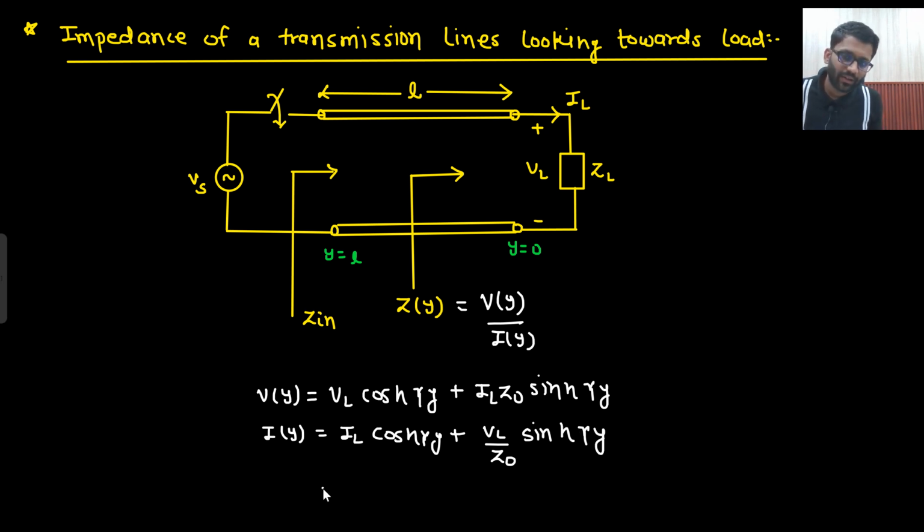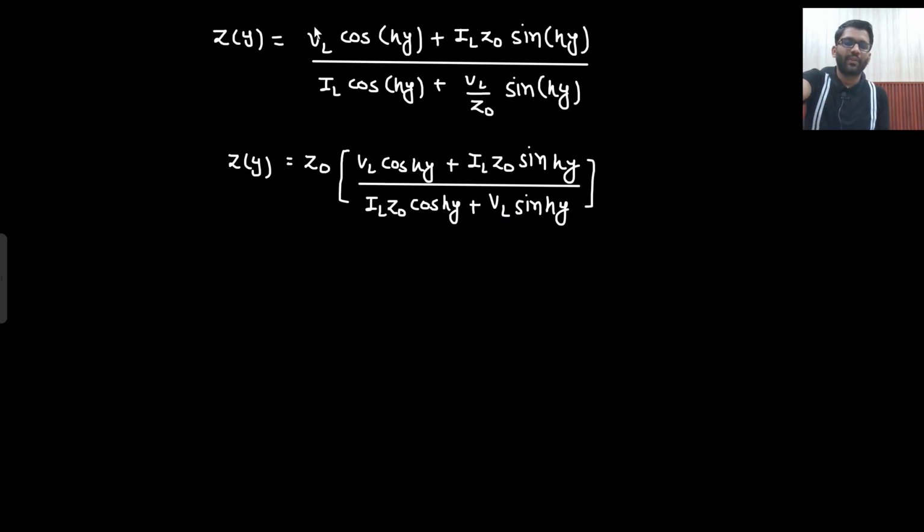Now I need to calculate the ratio of both of them, Vy by Iy. So this is what you are going to get: VL cosh(gamma Y) plus IL Z naught sinh(gamma Y), divided by IL cosh(gamma Y) plus VL by Z naught sinh(gamma Y). Now you take this Z naught here. In the denominator there is Z naught, so IL Z naught, and one Z naught will go upward. Simple mathematics it is. IL Z naught, then VL as it is, and this Z naught will come here.